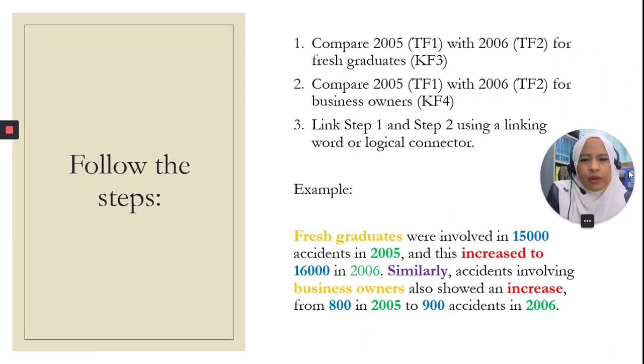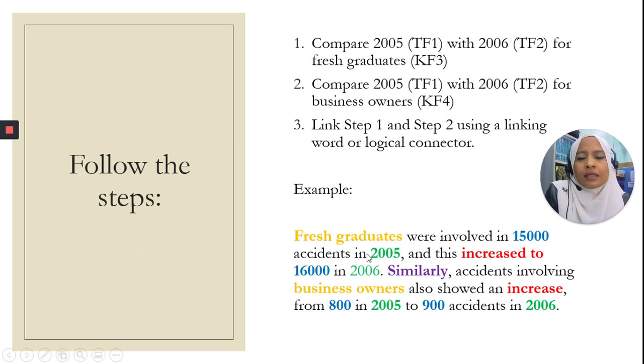If you look here, compare 2005, which is the first time frame, with 2006, which is the second time frame, for the fresh graduates, which is key feature number 3. And then you link them with the next set of analysis. Compare 2005, time frame number 1, with 2006, time frame number 2, for business owners, which is key feature number 4. So we connect them together using a linking word or a logical connector, and this is what you get. Fresh graduates were involved in 15,000 accidents in 2005, and this increased to 16,000 in 2006.